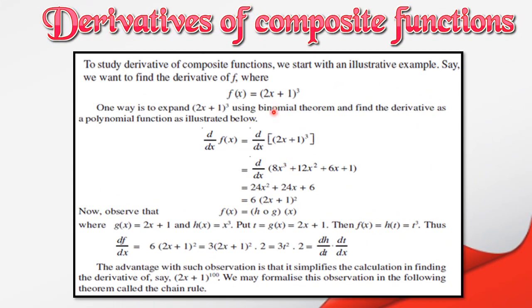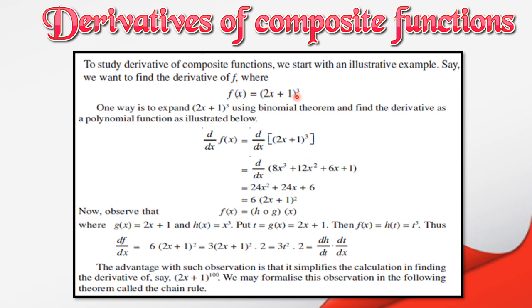If we have a function like 2x plus 1 whole cube, what can we do, students? We know the formula of a plus b whole cube, right? We can open it and then find the derivative of each and every term. Or otherwise, this can be written as the composition of two functions, right? And then we can apply the chain rule and find the derivative.